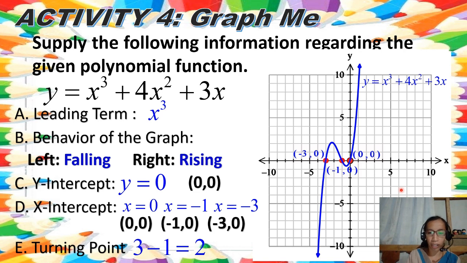So, ito na yung magiging graph natin. Yung left natin ay falling. Ito, falling, pababa. Then, yung right natin ay rising. And then, we will have 2 turning points. Ito yung unang liko, then ikalawang liko. So, that's the graph of the polynomial function y equals x cubed plus 4x squared plus 3x.